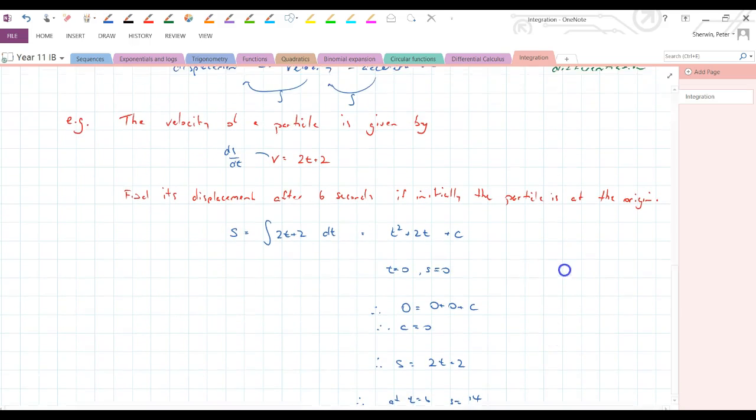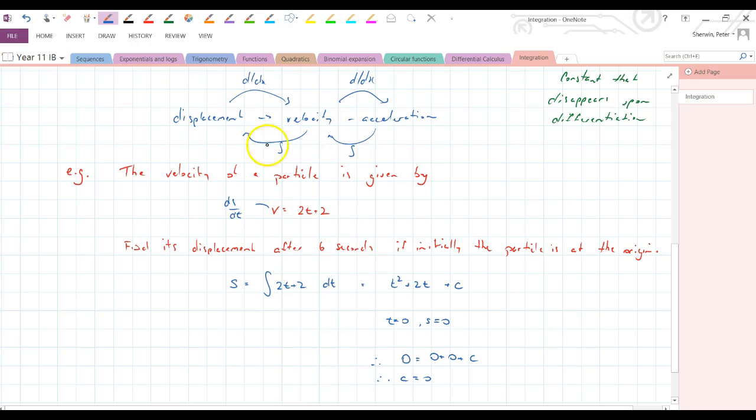There's an example of how integration is used to backtrack, given velocity or given acceleration, to work our way back. But every time we backtrack, when we integrate, we're going to have a constant that we need to explore. We need to find out what its value is, and we need to look for evidence of what its value is. Okay, so how do we integrate?